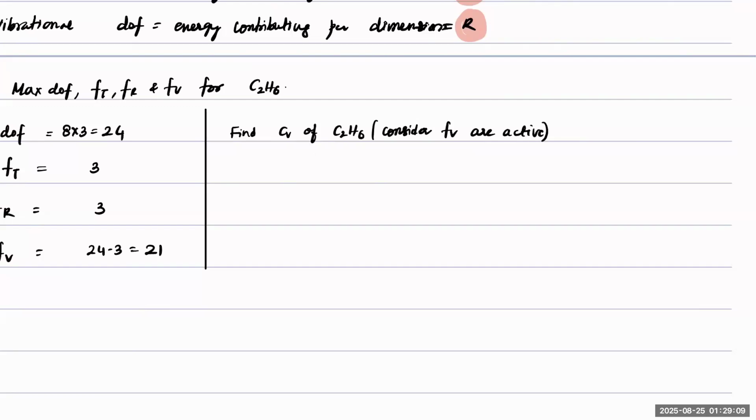Then what will you find? You know that CV we found as 3 by 2 R for monoatomic, everybody remember that? 3 by 2 R for monoatomic, which we derived earlier. But if you do the same thing for diatomic, triatomic, this 3 by 2 we learned from the basis of the equipartition law. So in that case, I can say F total by 2 into R. That should be the contribution now, isn't it?